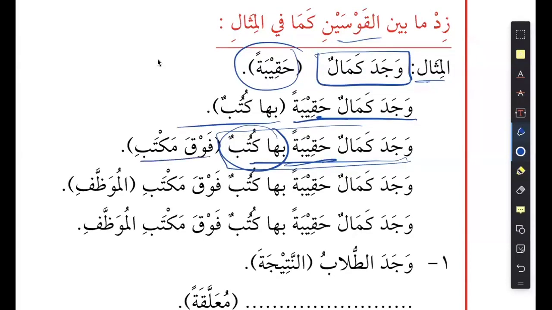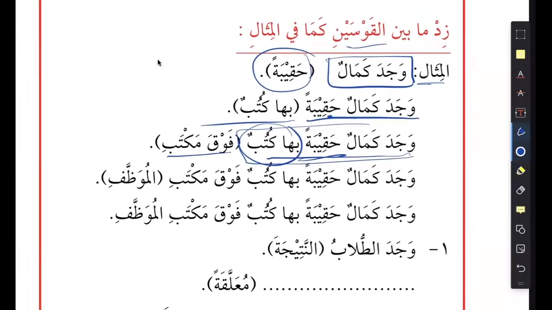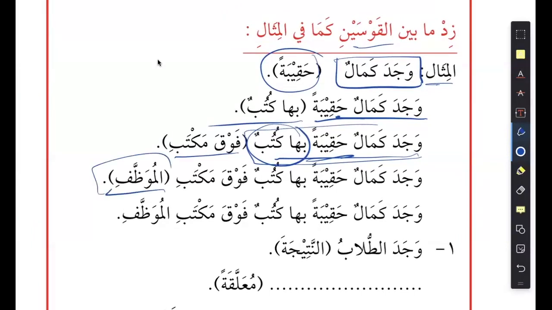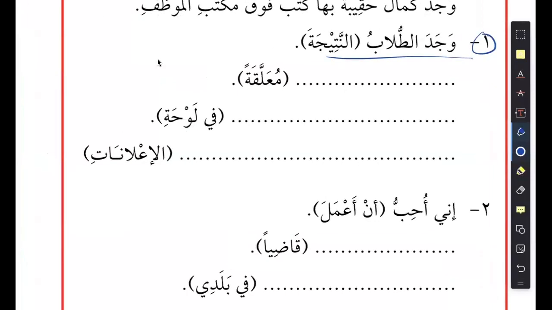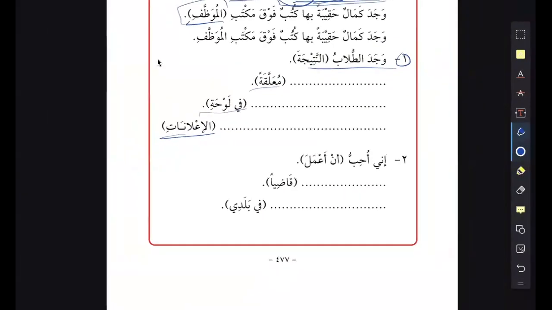Then he says fauka maktab, top of the desk. Then they added muadhaf, desk of the employer. And this is the same thing they want us to do. وجد الطلاب. Then it says natija. So you simply add it. وجد الطلاب النتيجة. Then you say معلقة في لوح الإعلانات. Okay, so you add them. Should be very, very simple, inshallah.